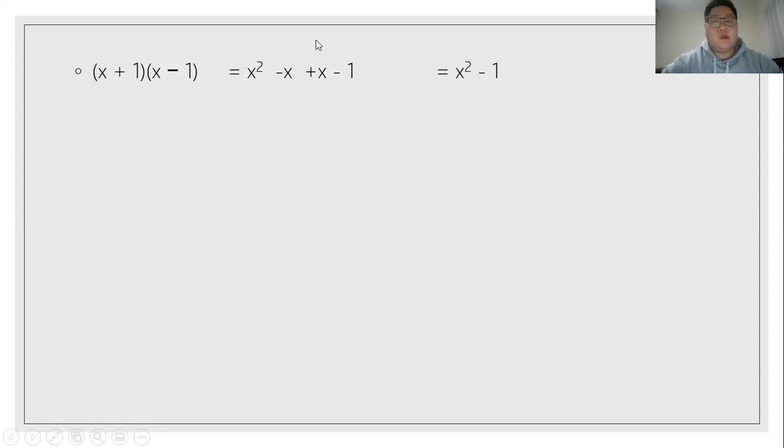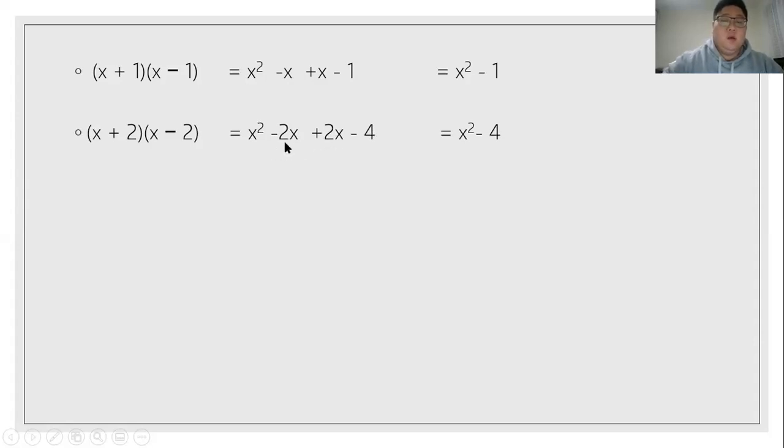Now, after this, we have this expression. We will collect like terms. Minus x plus x is 0. So we're left with x squared minus 1, which is this expression here. Another one, we just do the same thing, just with 2. So x times x is x squared. x times negative 2 is negative 2x. 2 times x is 2x. And 2 times negative 2 is negative 4. Collecting like terms, once again, minus 2x plus 2x, so there's a minus and a plus, but the numbers are the same, they become 0. So what you're left with is this term and the back term, which is x squared minus 4.